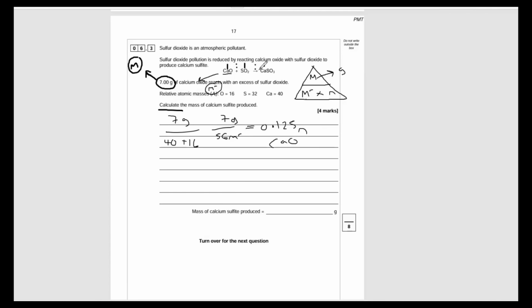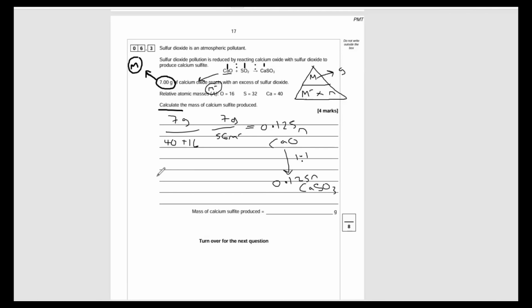We can look at the ratio and go, how much calcium sulfite can it produce? CaSO3. So it is 1 to 1. So you're going to get a mark for saying, well, it's 1 to 1. So I know that there's 0.125 moles of calcium sulfite. Now, all I need to do is take this in here. Moles times Mr gives me the mass.